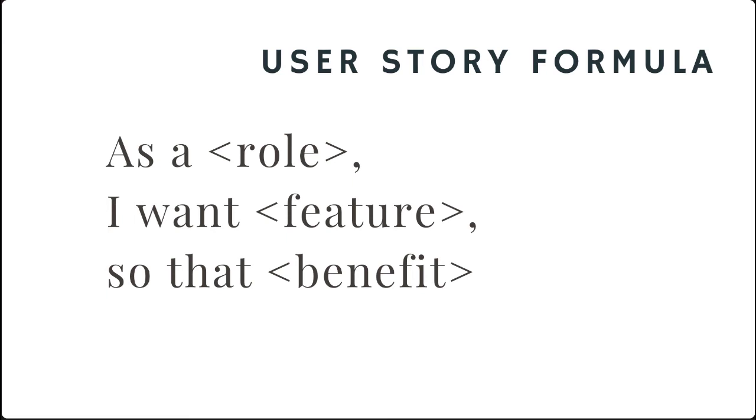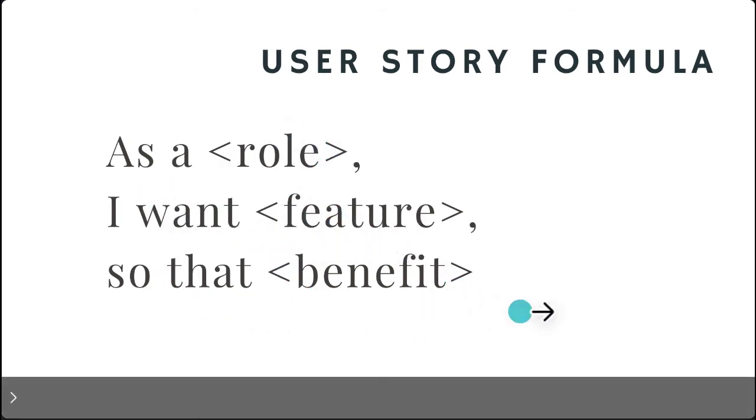All right, now that we've talked a little bit about what a user story is, what a product backlog is, let's talk about the user story formula. So again, a user story is the smallest piece of work that represents some value to an end user and can be delivered during a sprint. So we're going to be creating user stories using this very simple formula, and it goes like this. As a role, I want a feature so that I can have some kind of benefit.